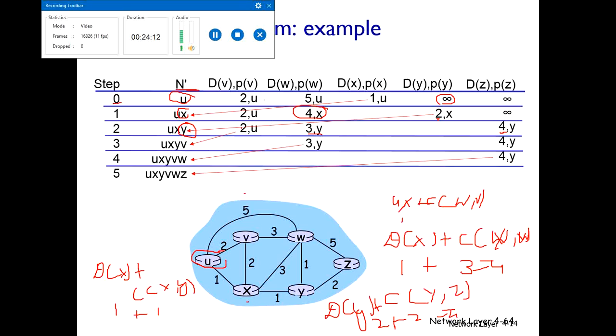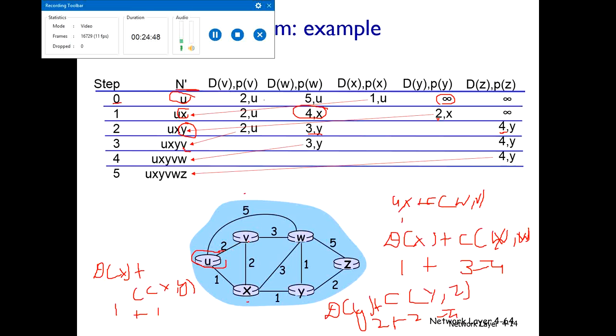Now we still need to traverse v, w and z. So out of these the least cost is v, so we put v over here. V to v is 0, v to w is 3, but we already have the least cost, so from v to w is 3 and u to v is 2, which is 5. Of course we will not update. Now v to x is 2 and u to v is 2, so 2 plus 2 is 4. We will not update because it's greater.